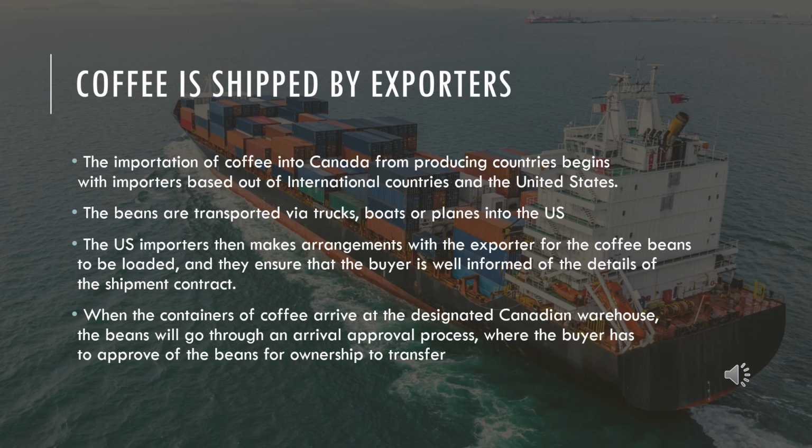Once the beans arrive in the U.S., importers make arrangements with the exporters for the coffee beans to be loaded. At this stage, they are also required to ensure that the buyer is well informed of the details of the contract. Once these contracts are in place, containers of coffee get further shipped to Canada, where they will arrive at their designated Canadian warehouse. Upon arrival at the Canadian warehouse, the beans go through an arrival approval process, where the buyer has to approve of the quality of the beans before ownership can be transferred.